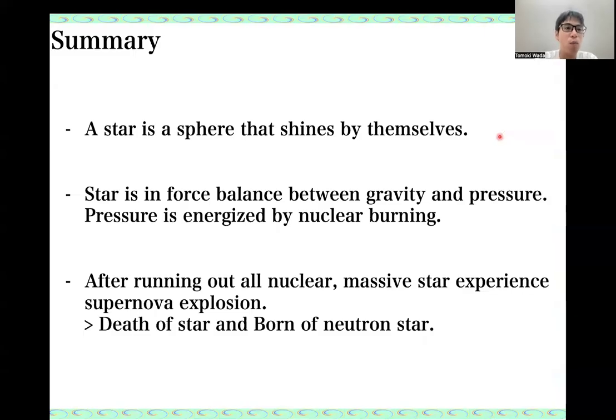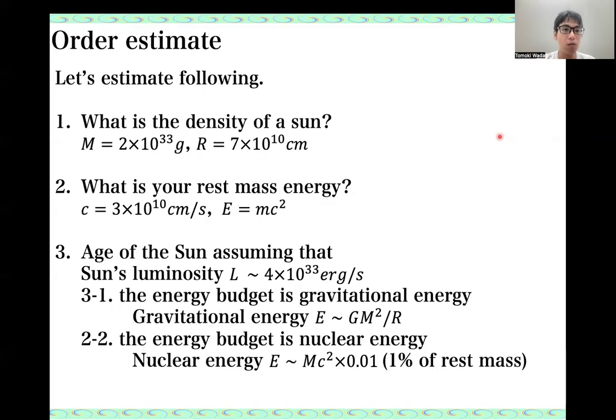Okay, here is a summary of this video. A star is a sphere that shines by itself, and the star is in force balance between gravity and pressure. And this pressure is sustained by nuclear burning. After running out of all nuclear fuel, meaning once iron is created, a massive star experiences a supernova explosion, and as a result, a neutron star can be created.